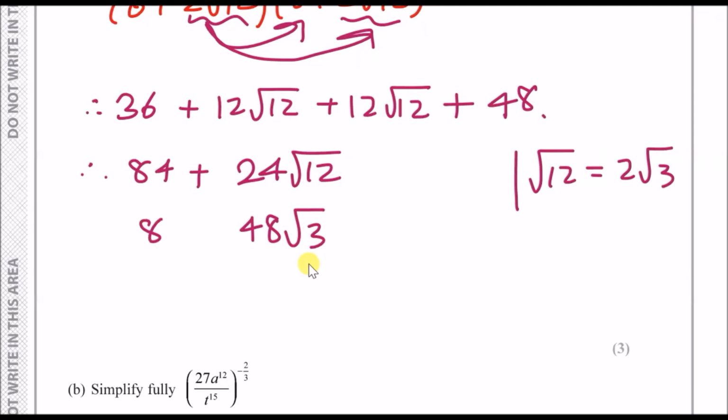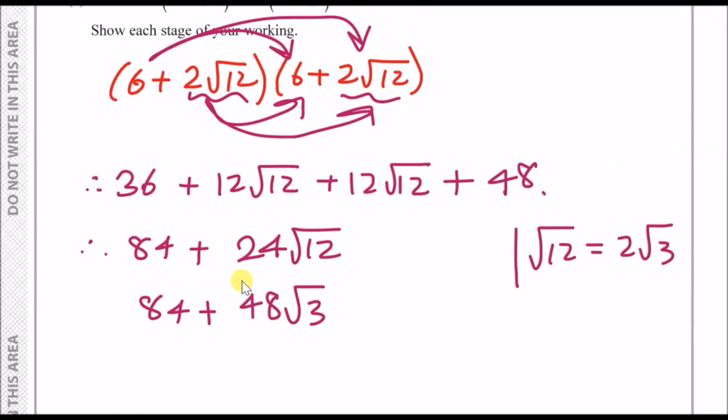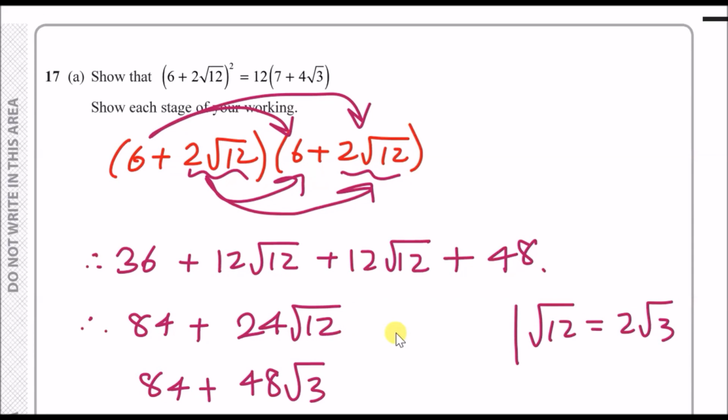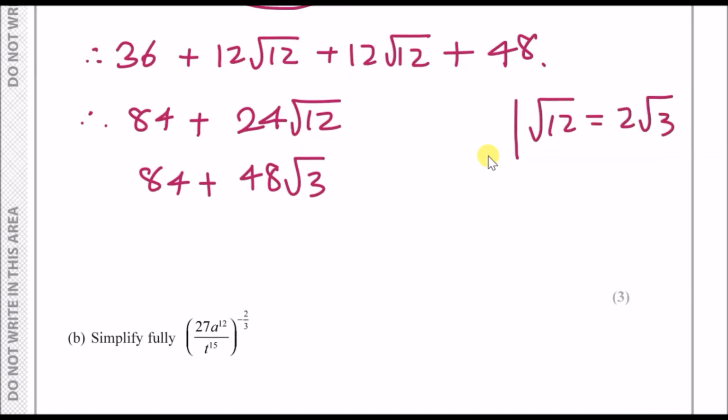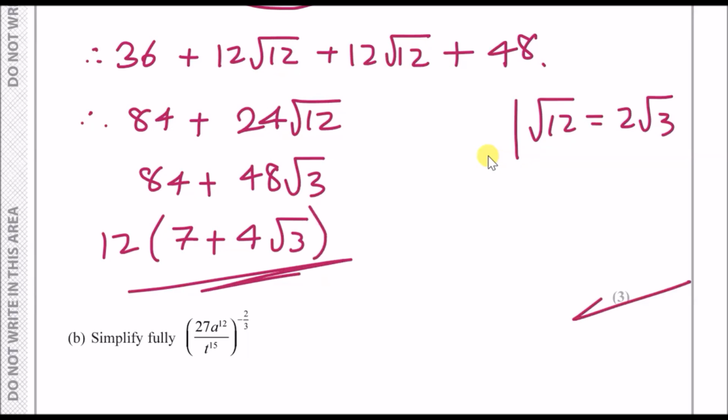And again, put 84 here. And then lastly, if you factorize this carefully, I mean, we don't even need to think at this stage. You know you're going to pull out 12. So dividing this by 12, you should get exactly as it is there. So we get 12, and you're going to get 7 here, and you're going to get 4 root 3. And that's it. That's 3 marks bagged.